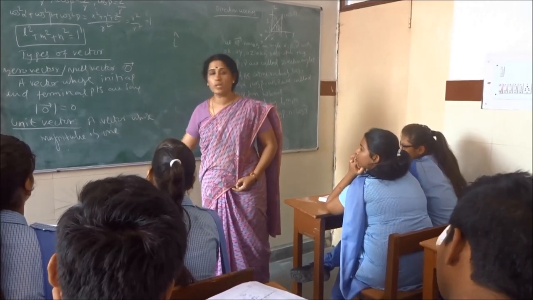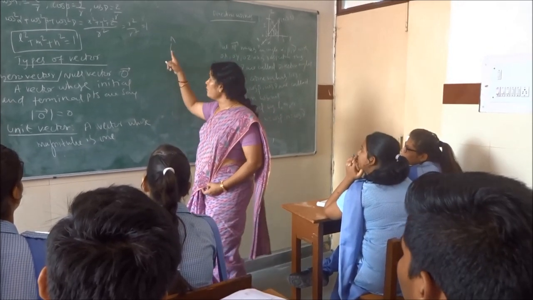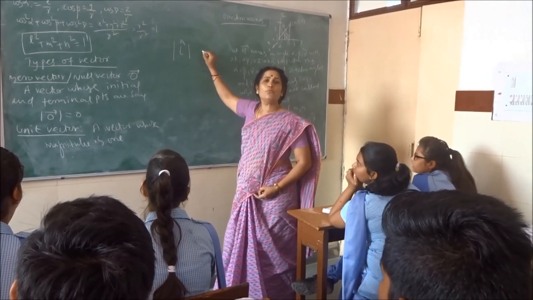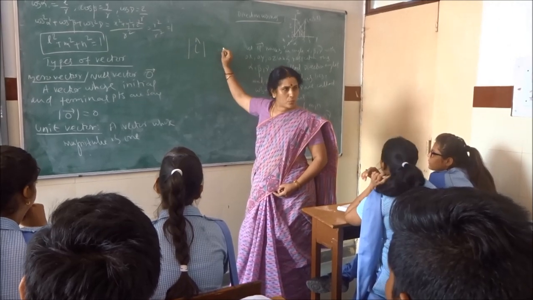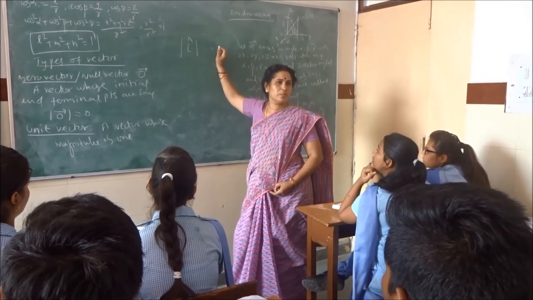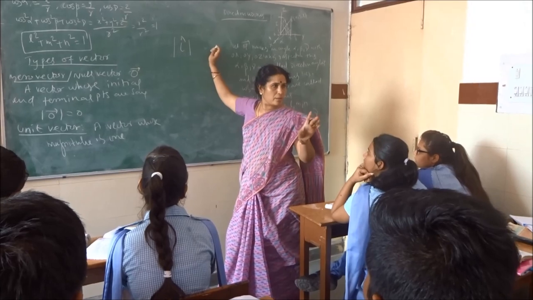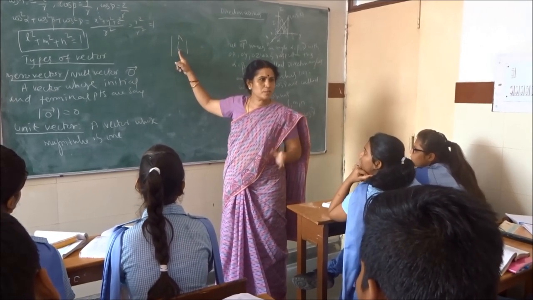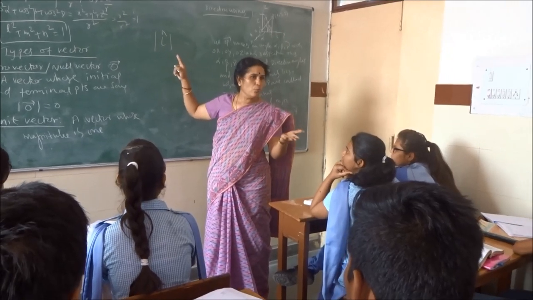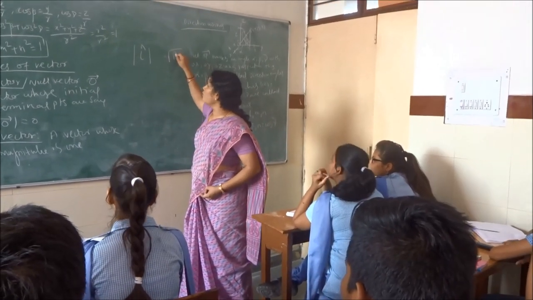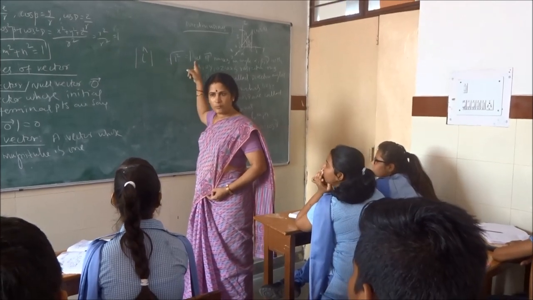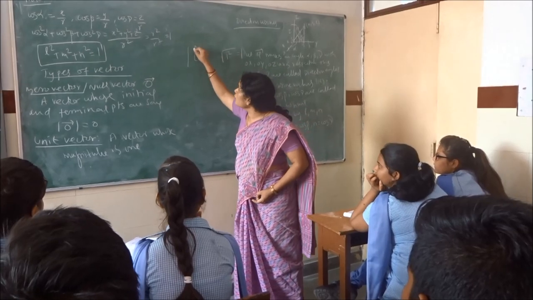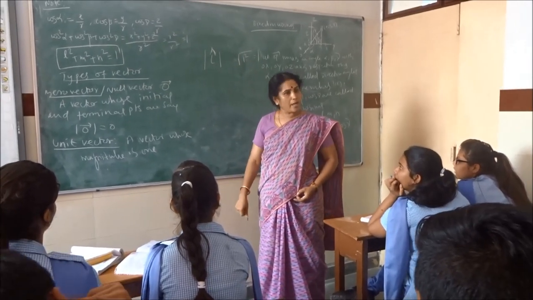Unit is always denoted by cap. So why do we say cap? See, what is the magnitude of i cap? How to find magnitude? Square root of the coefficient of i squared plus the coefficient of j squared plus the coefficient of k squared. What is the coefficient of i cap? 1. Under root of 1 squared. What will we get? What is the magnitude of i cap? 1. That's why we say unit. That is, a unit vector is denoted by i cap.